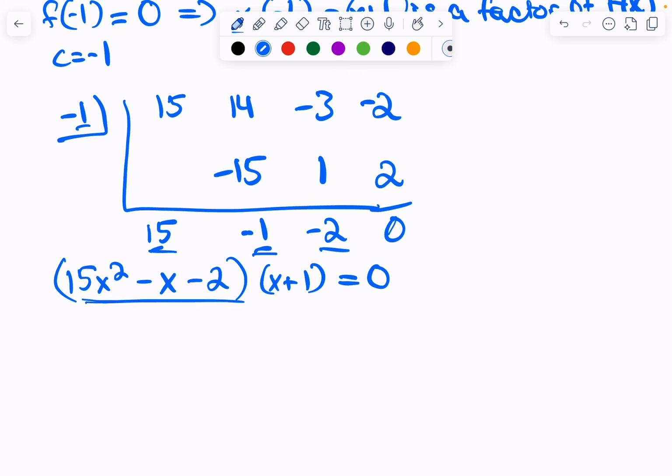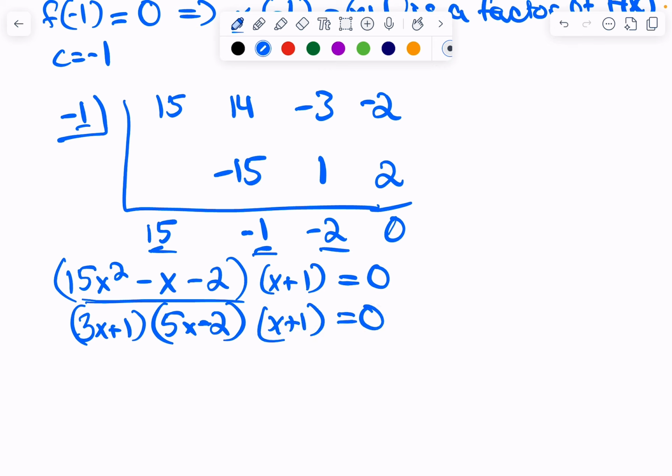The factors of 15x squared minus x minus 2 are going to be 3x plus 1 and 5x minus 2. I'm just giving you the factors. You will have to know how to factor this out. If you're not sure, use the quadratic equation. And then x plus 1. Now we're going to set each of these to be 0.